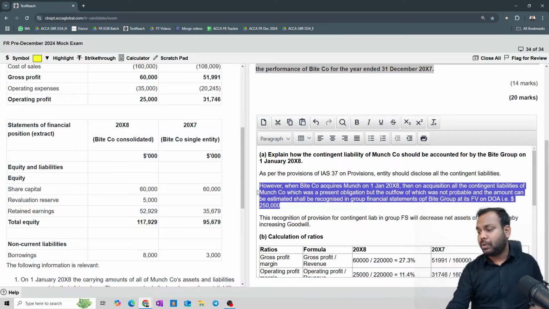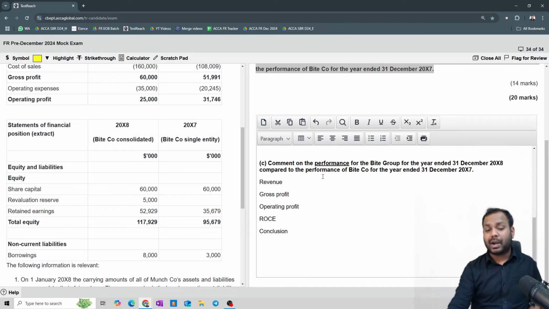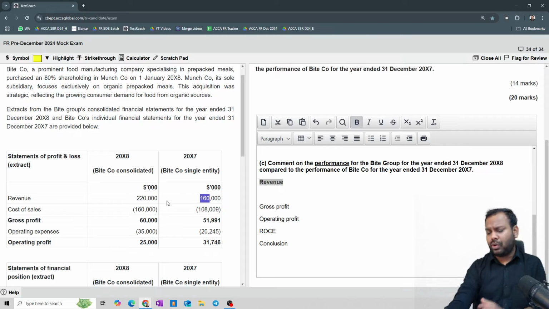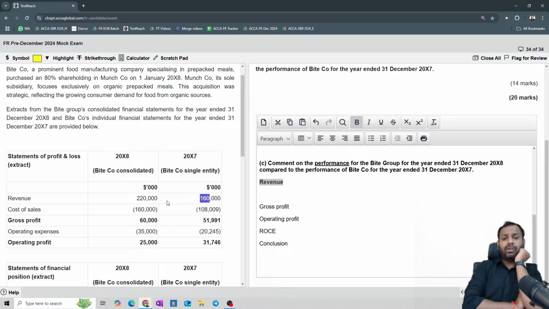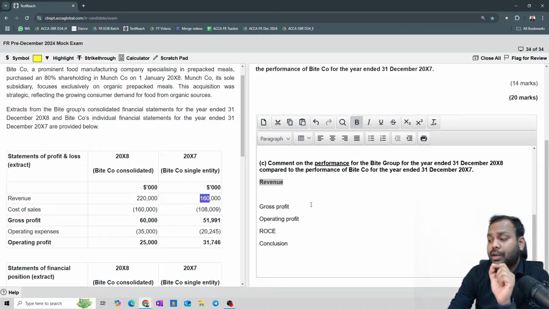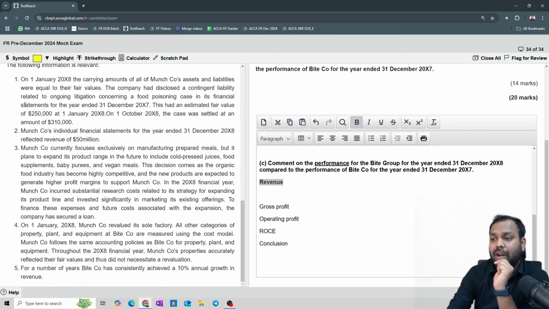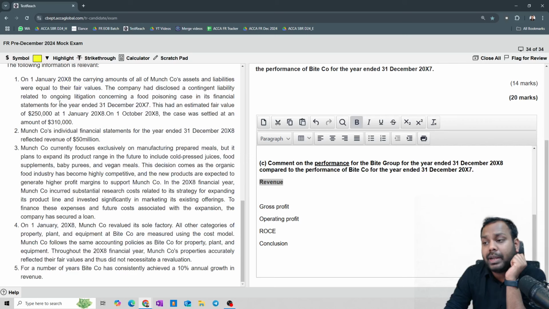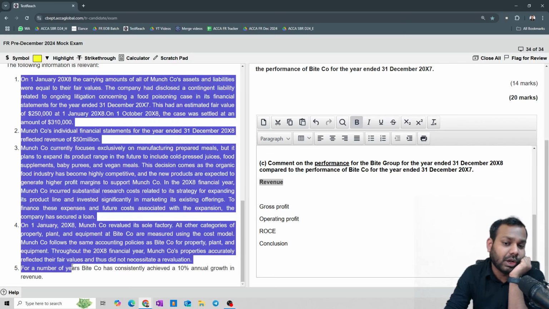Okay. Now let us come to the third part of analysis, commenting on the performance. So let us comment first of all on the revenue. Now tell me, what has happened to revenue? Revenue has increased. Oh wow, wonderful. Before you start to comment, now is the right time that we need to read all the working notes, all the remaining case scenario. Don't start commenting without reading the full scenario.